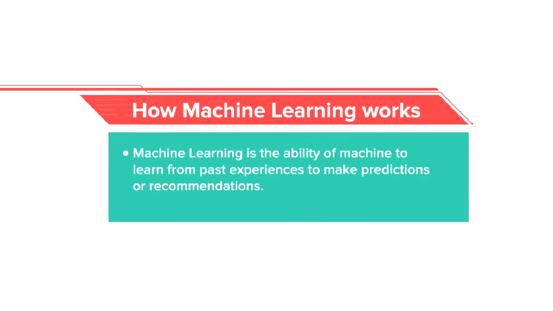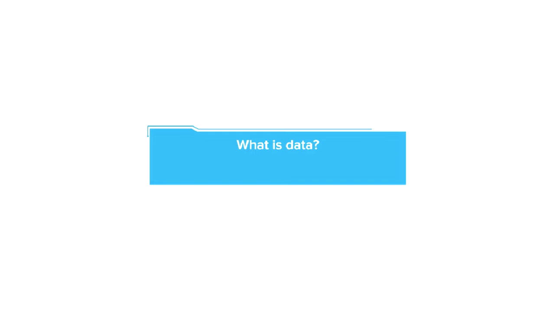Previously, we learned that machine learning is the ability of a machine, that is, a computer program, to learn from past experiences to make predictions or recommendations. The past experiences in the context of a computer program are nothing but the data it has of past events, observations, or behaviors. So, what is data? In simple words, any information about anything can be termed as data.